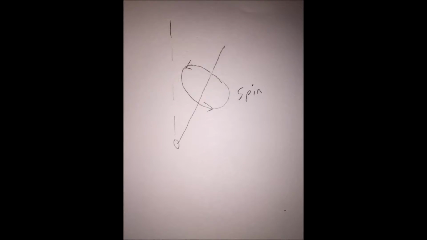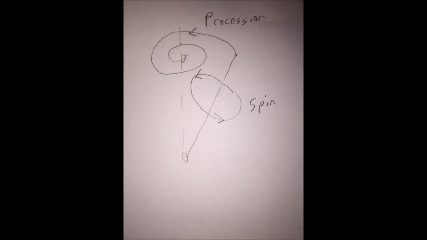Now, as you can see, if my rotating gyroscope is placed on a tilt, it begins to spin around an invisible axis. This is known as precession. So why does it happen?